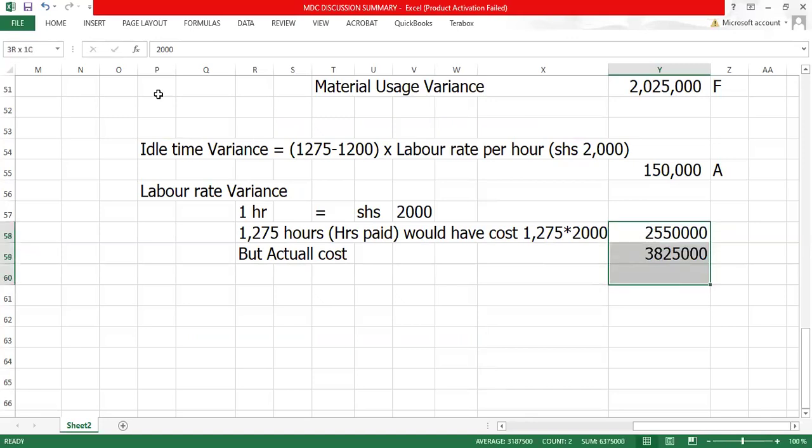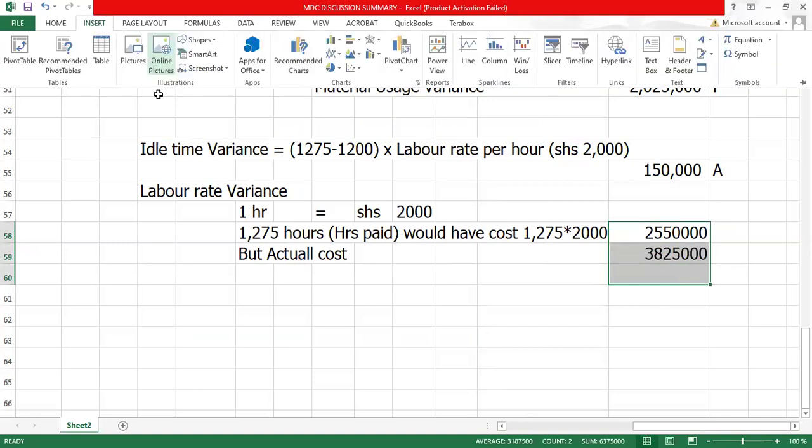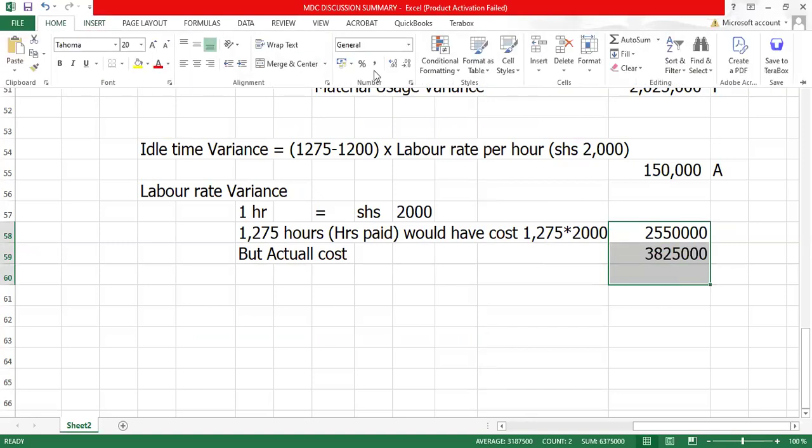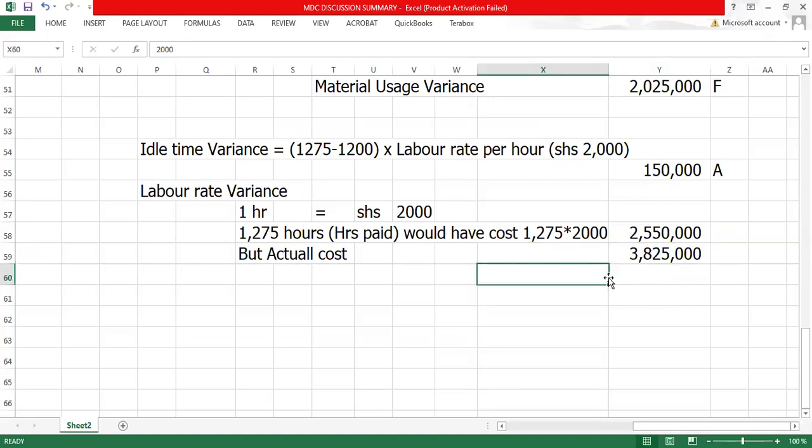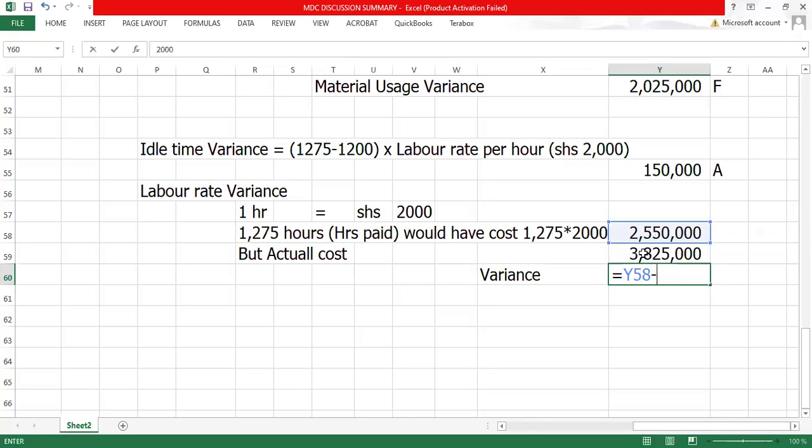So, adverse or favorable? This is the budget, this is the actual. This is an adverse variance here. You paid more compared to what you had budgeted to spend. So that is the adverse. Report it, because this is already in amount.